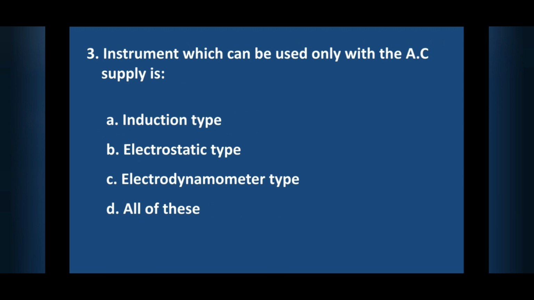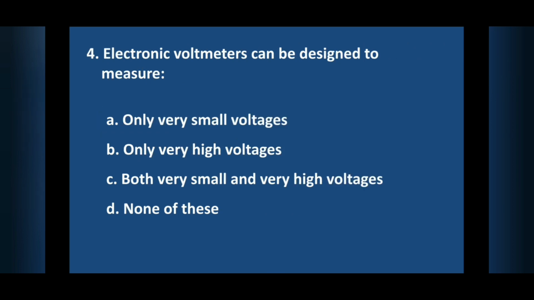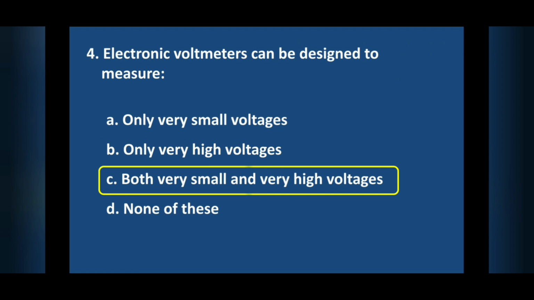Question number 3. Instrument which can be used only with the AC supply is. Answer is option A, induction type. Question number 4. Electronic voltmeters can be designed to measure. Answer is option C, both very small and very high voltages.